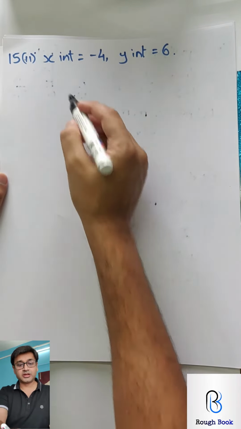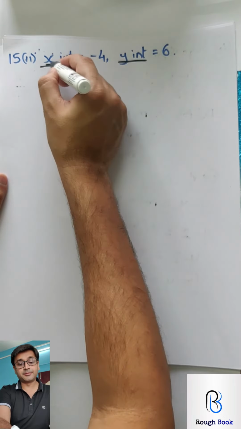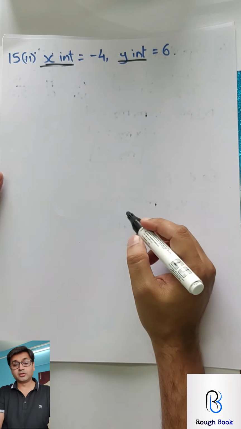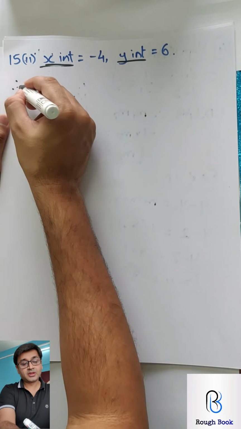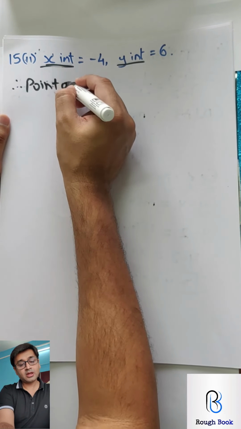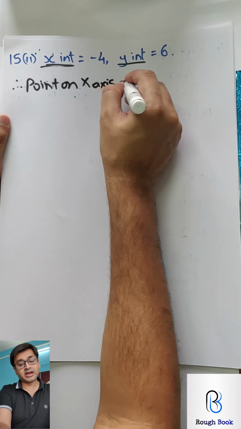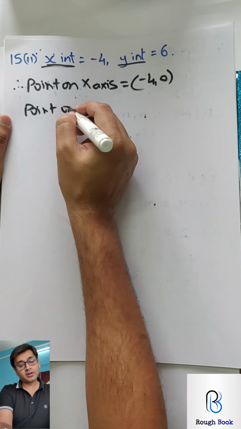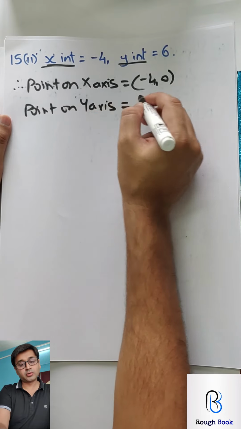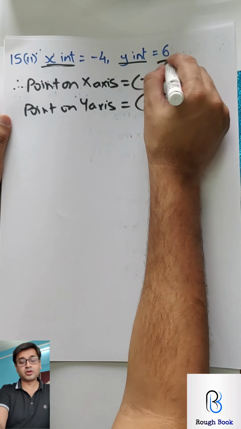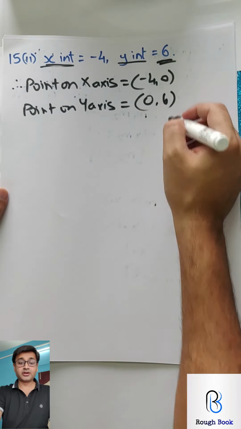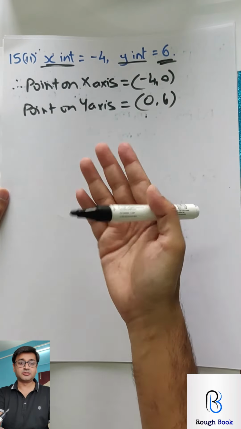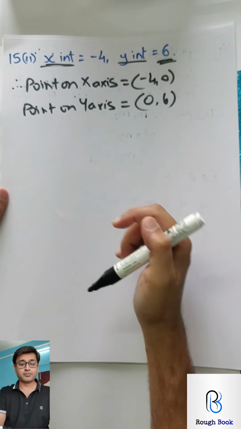15th, and girls as well. X-intercept, Y-intercept. Find the equation. I already told you the x-intercept is minus 4. Therefore, the point on the x-axis will be minus 4, 0. And the point on the y-axis will be 0, 6, because the y-intercept is 6. Now that you got 2 points, you are master with this. First get the slope and then use point slope.